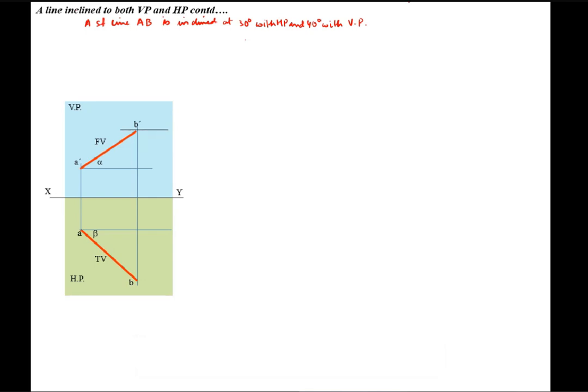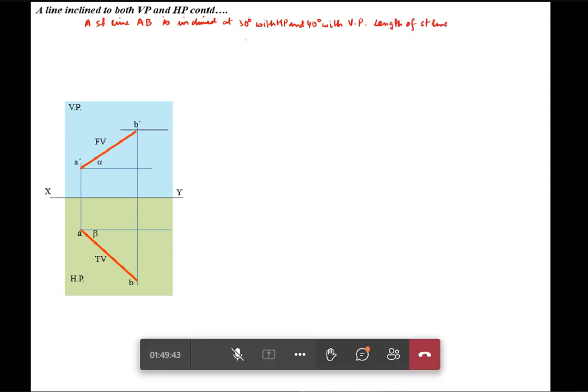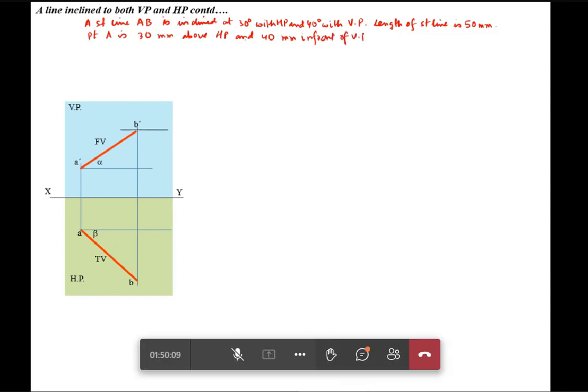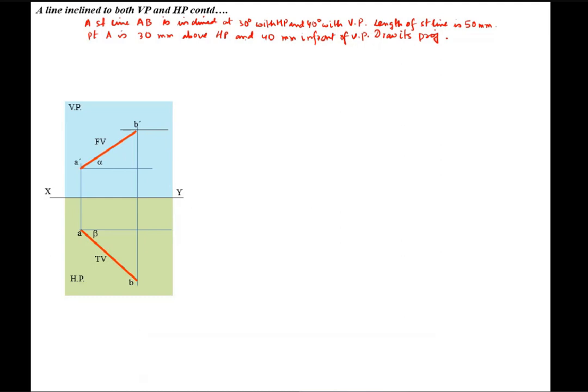Clear? The length of the straight line is, say, 50 mm. Point A is 30 mm above HP and 40 mm in front of VP. Draw its projections. The problem is clear to you? Yes, sir.